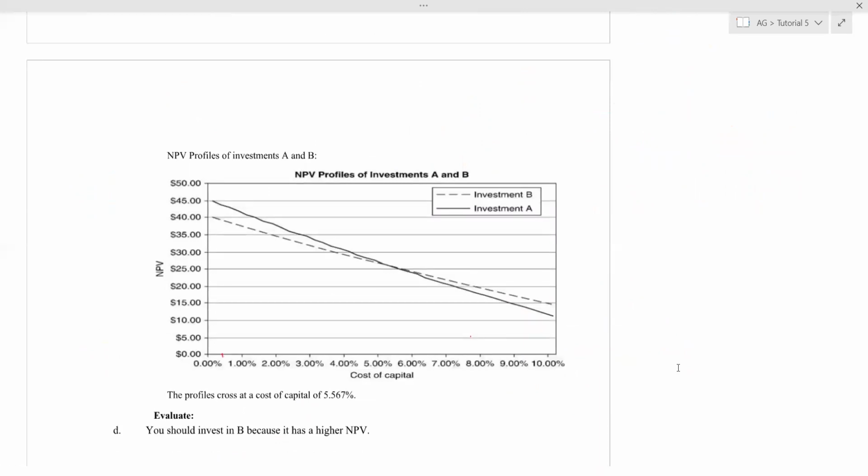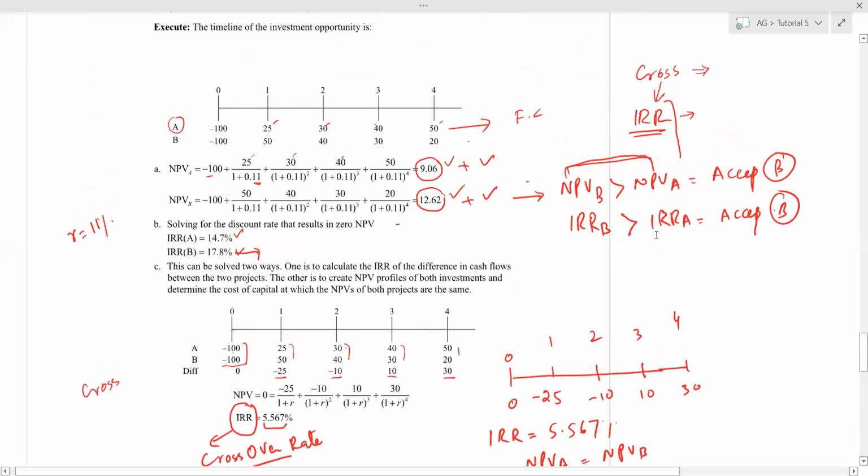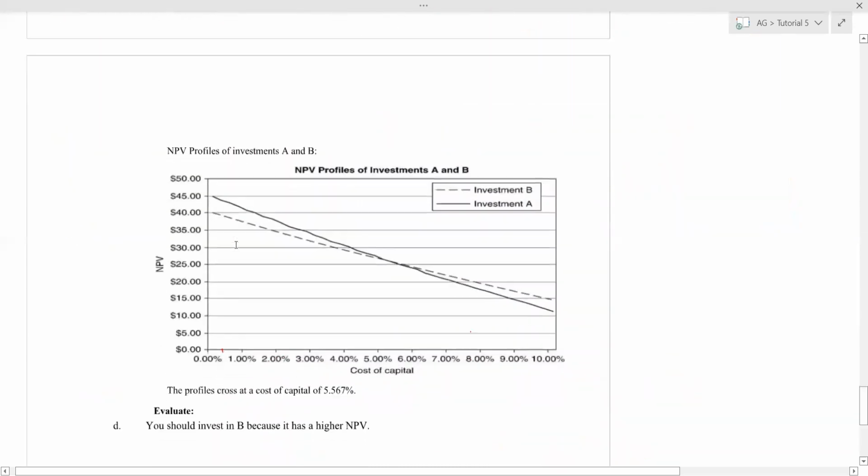If you see this graph, this is a formula method to calculate the crossover rate. Normally in the exam you will be asked to do the formula method, because you cannot use Excel in the exam. This is called the graphical method. As you can see, 5.567. Let's say this rate is here somewhere.